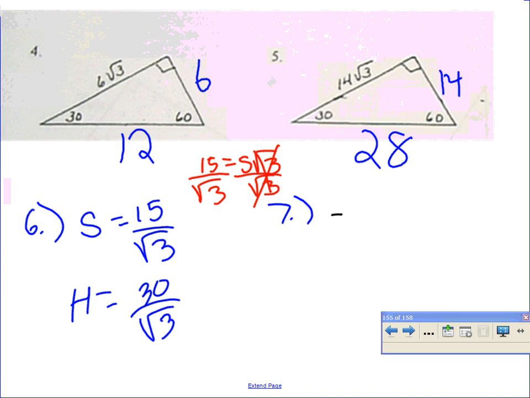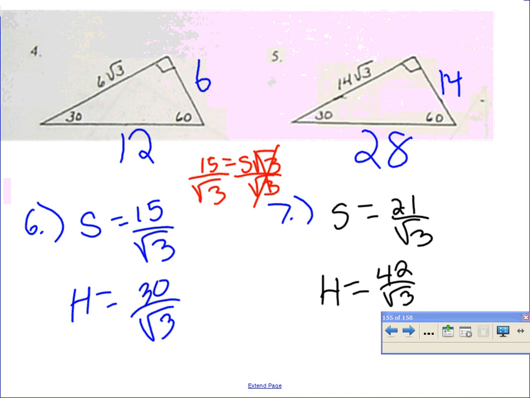Okay, number 7, since it's not up on the smartboard, you guys had to find short side and the hypotenuse. So if you did it with leaving the radical on the bottom, you get 21 over square root of 3. If you did it the other way, you get 7 square root of 3. So Gio, check yours. And the hypotenuse should be 42 over square root of 3. If you did it the other way, you should get 14 square root of 3. Either way is fine if you took that step further.